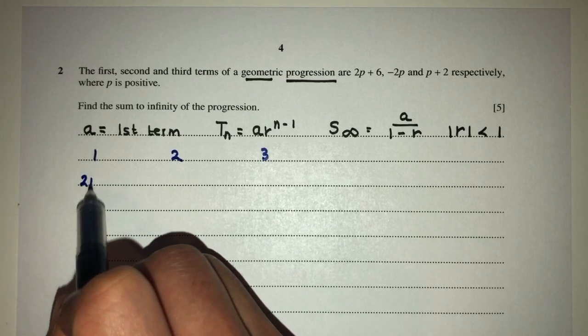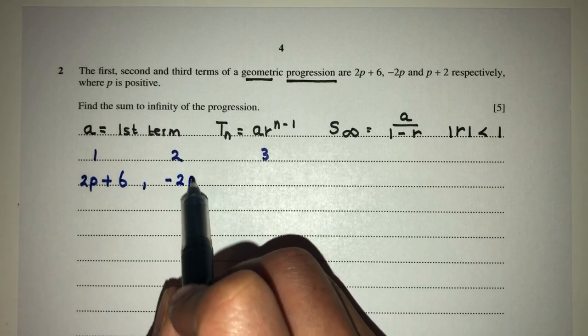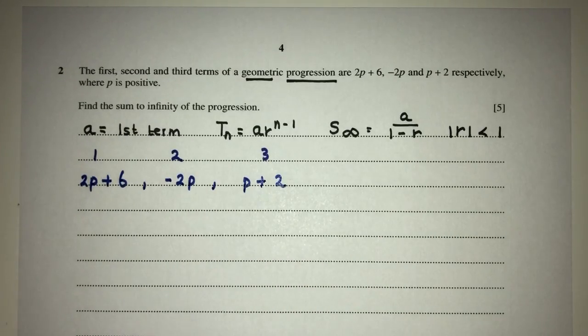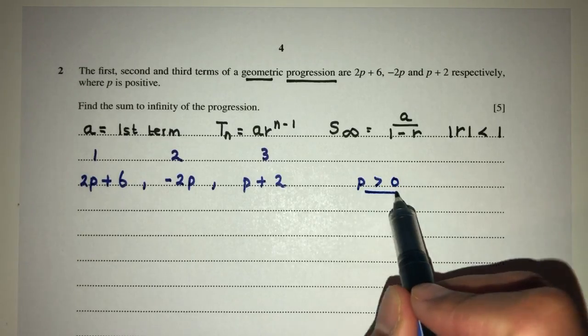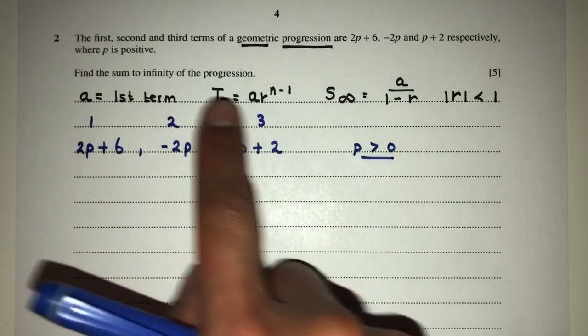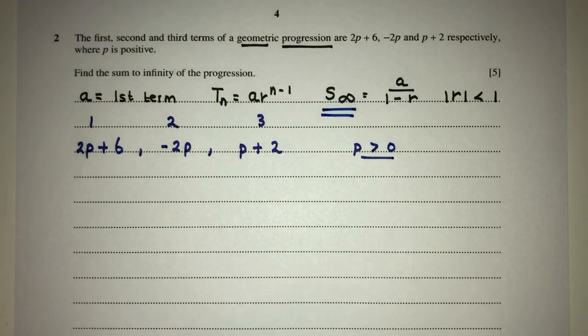We have 2p plus 6, we have minus 2p, and then we have p plus 2. Okay, now where p is a positive value, so this is good to know. So my question is, we have to find the sum to infinity of this progression. So how can we do this?